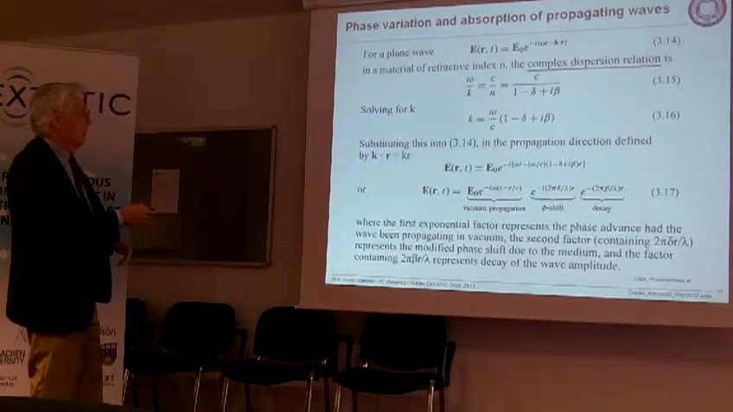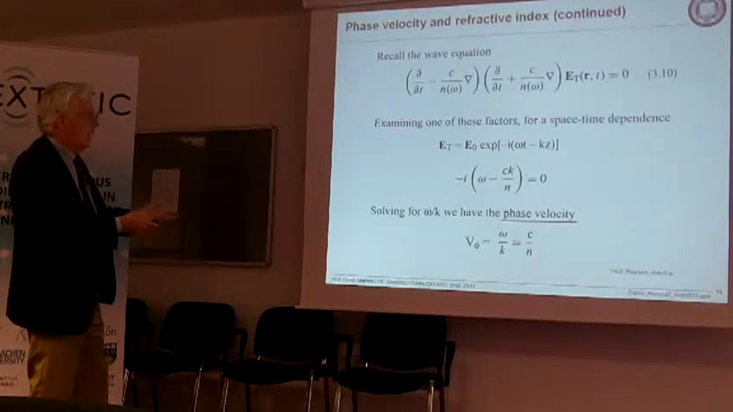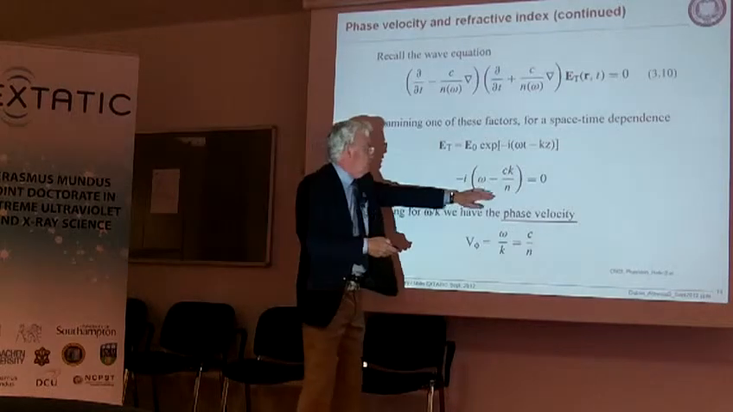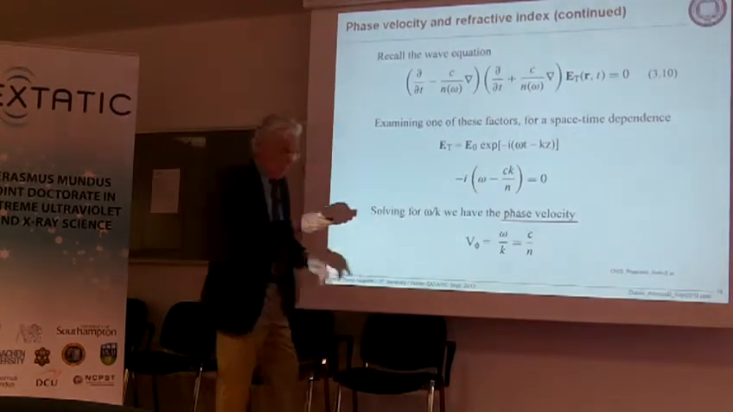But, oops, did I miss something? Well, anyway, if you just set this equal to 0, you'll get your f lambda equals c over n. Okay?